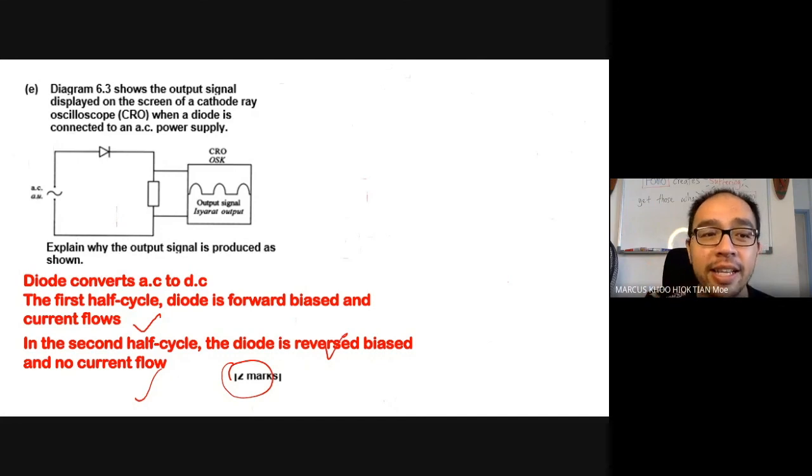The thing is this. First half cycle, forward bias, current flow. Second half cycle, reverse bias, no current flow.